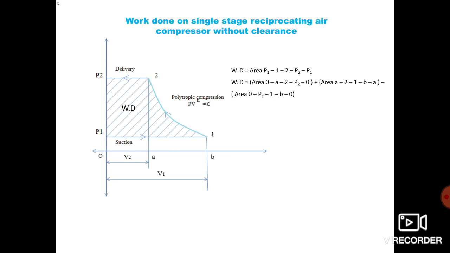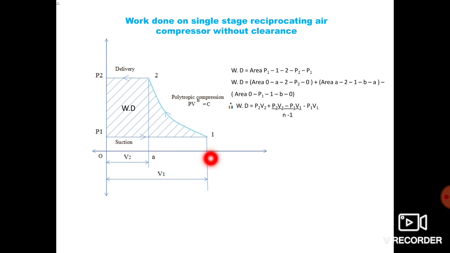Okay. Now we consider this particular area O, A, 2, P2, O. It is nothing but the area of the rectangle with height P2 and width V2. So the area will be P2 V2.